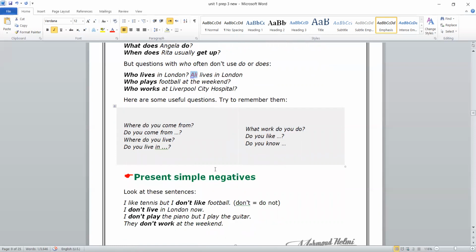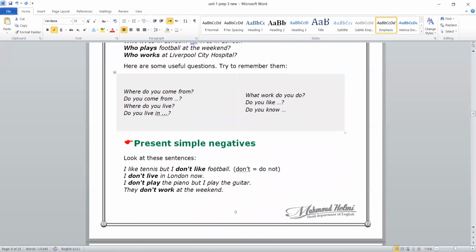Here are some useful questions. Try to remember them. Where do you come from? Do you come from Alexandria? Where do you live? Do you live in Cairo? What work do you do? Do you like playing football? Do you know how to use a computer?